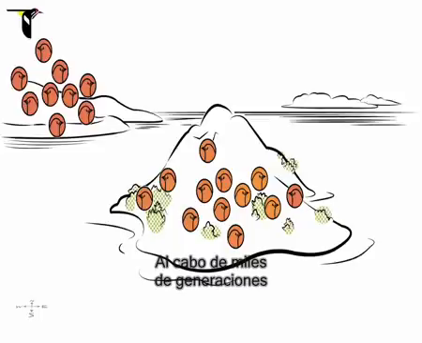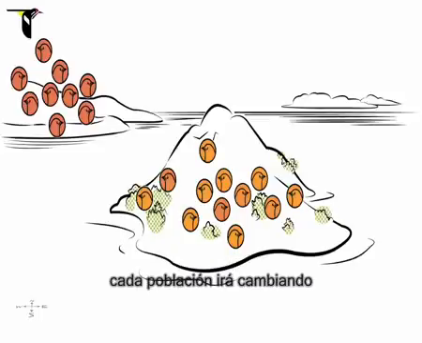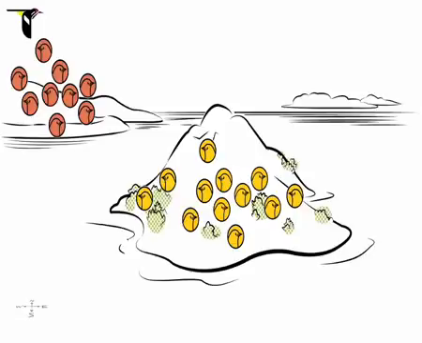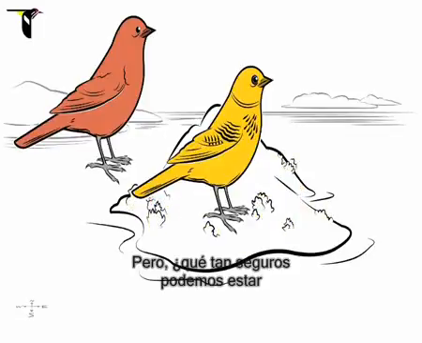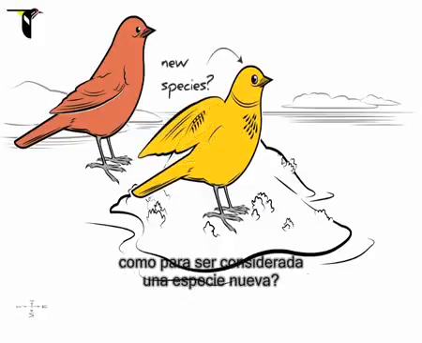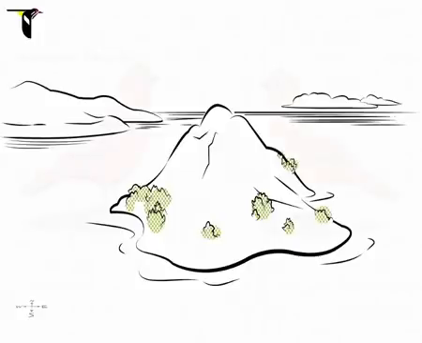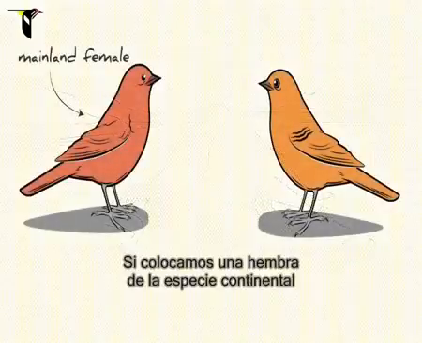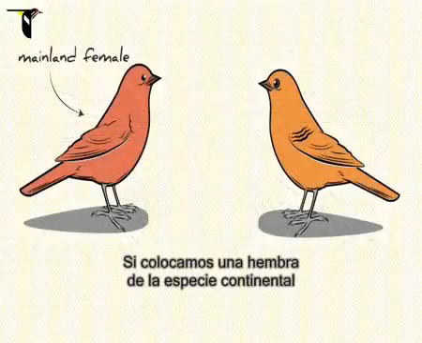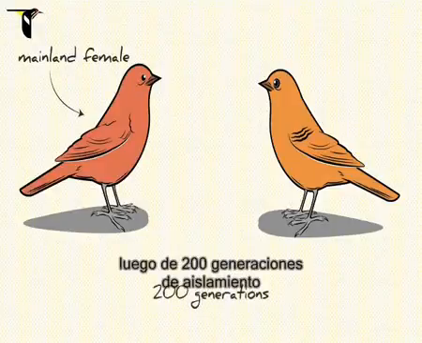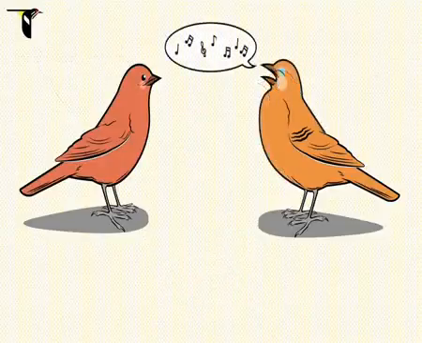Over thousands of generations, the two populations will be shaped by natural and sexual selection into separate forms, each with a unique genetic fingerprint. But at what point are we confident that this island population has really changed enough to become a new species? Well, let's put our definition to the test. If we introduce a female from the mainland species to a potential mate from the island after 200 generations in isolation, about 400 years in bird terms, will they mate?